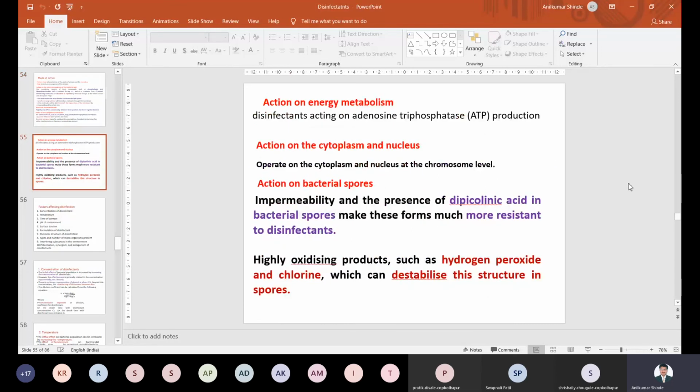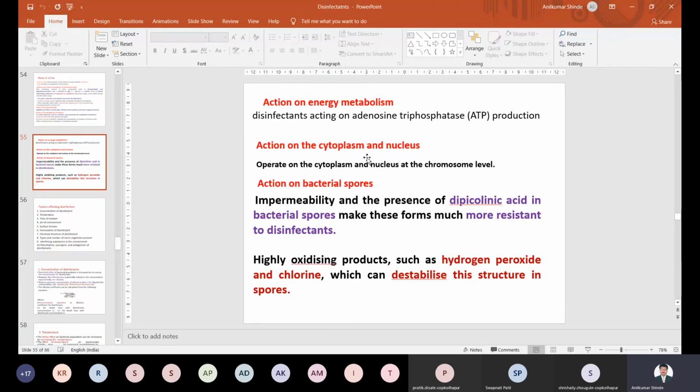Then, action on energy metabolism. Sometimes a disinfectant acts on adenosine triphosphate production, so the synthesis of ATP is totally stopped. ATP is used as energy by all living organisms. If the ATP is not there, since ATP is energy, and we stop its synthesis, then ultimately no survival is possible.